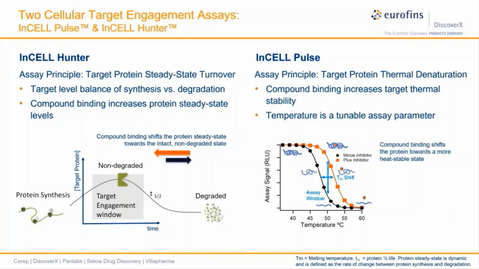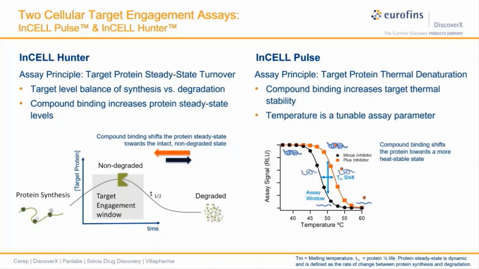In the InCELL Pulse assay, target engagement is measured as a compound's ability to increase the target protein's thermal stability in cells. Plotted with red squares is the thermal denaturation curve with a single high concentration of ligand bound to the target protein. If we look at 51 degrees centigrade, without compound, we see a loss of close to 90% of the target protein signal, whereas in the presence of bound compound, about 70% of the target protein signal remains. By binding, the compound has stabilized the target protein against thermal denaturation, resulting in more remaining functional protein.